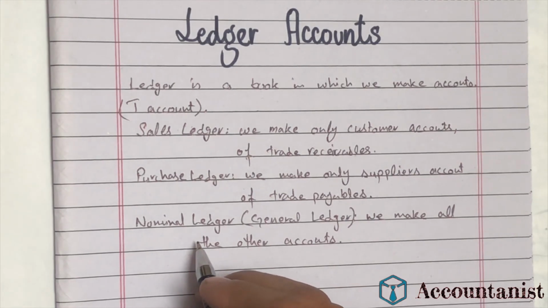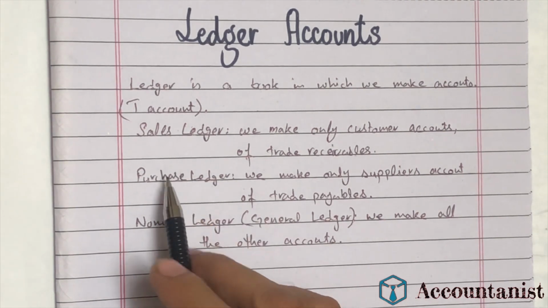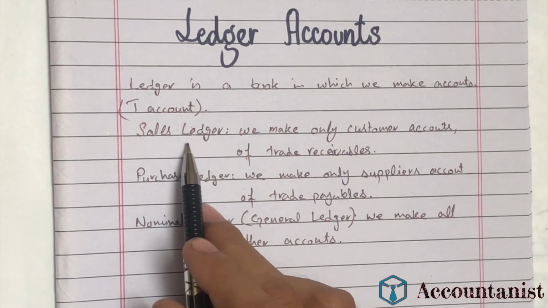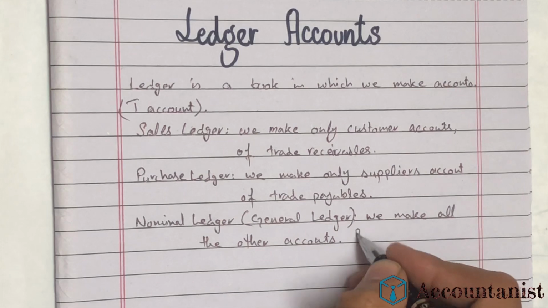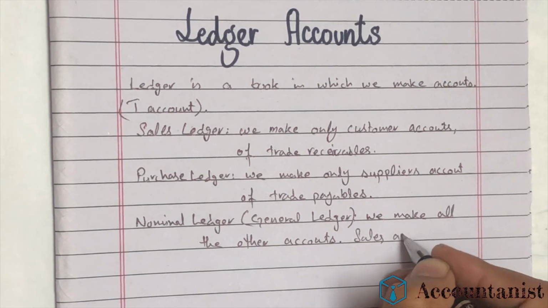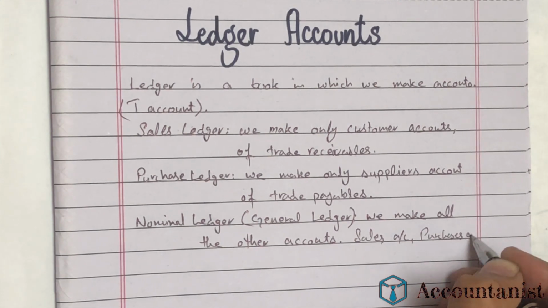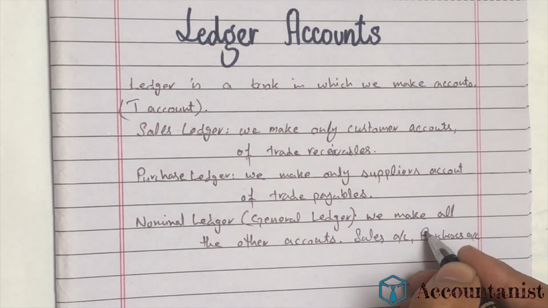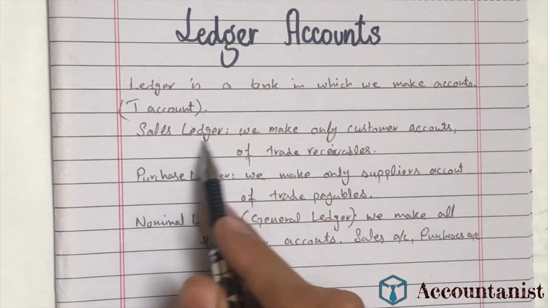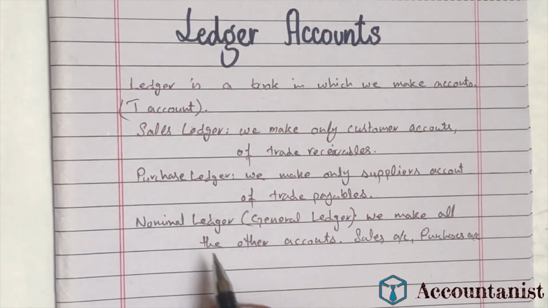So if we are going to make a sales account, we are not going to make the sales account in the sales ledger. We will make the sales account in the nominal ledger. So the sales account, purchases account, sales return account, purchase return, capital, drawings, all these accounts we are going to make here, except the customers' accounts and the suppliers' accounts. All the other accounts we are going to maintain here.